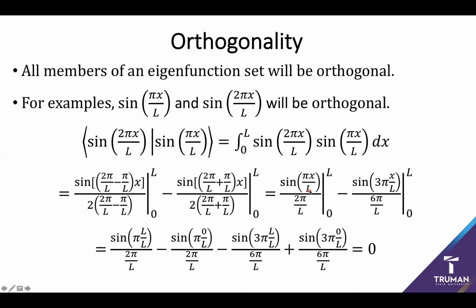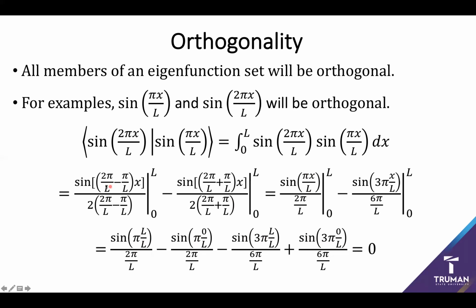Now, when we go ahead and do this, we need to evaluate from 0 to L. So for the L case, x over L will just be 1. So sine of 1, or sine of pi, is 0. Then we have x goes to 0, sine of 0 is 0. How about sine of 3 pi? Well, that's also 0, and sine of 0 is 0. So each one of these terms will end up going to 0.